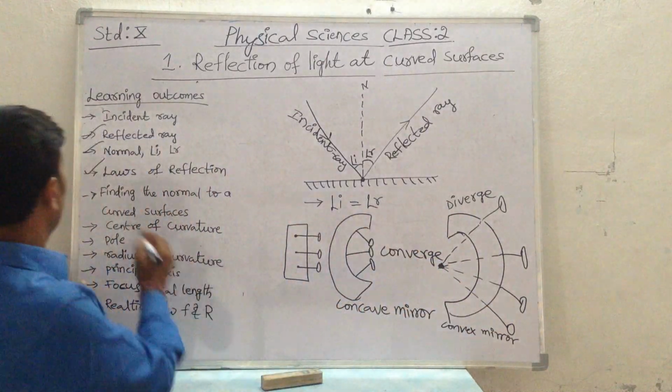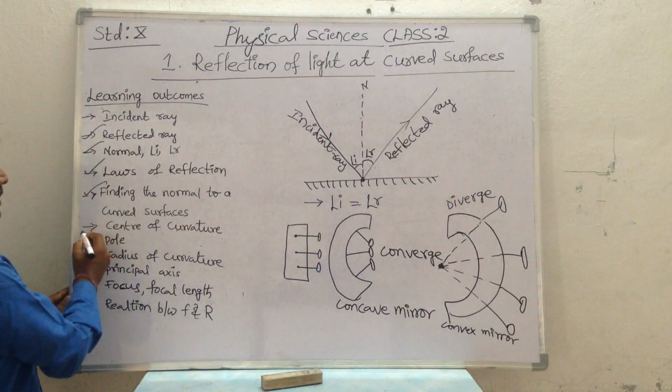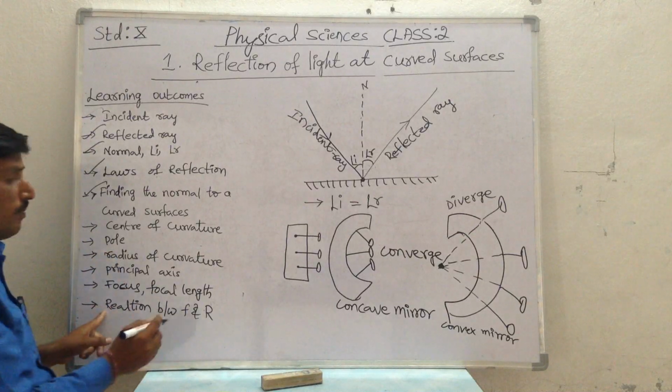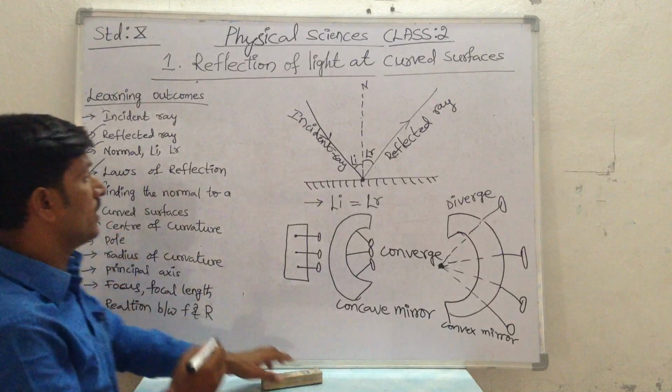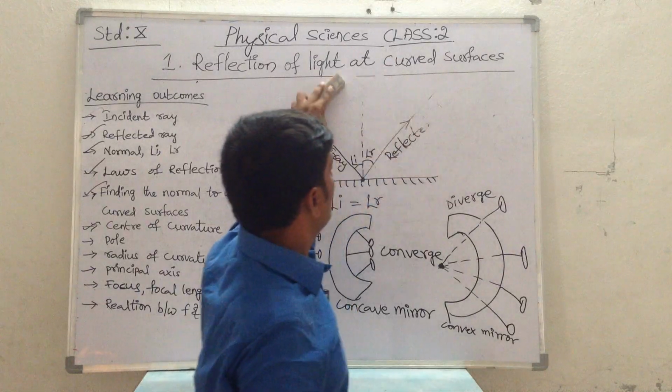And the next learning outcome is the terms which we are using in this lesson. The first one is center of curvature. So if you see the spherical mirror.